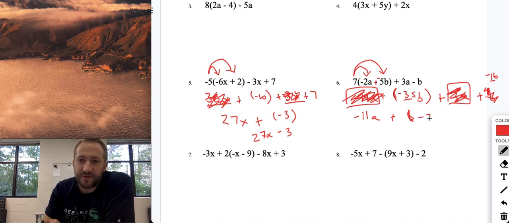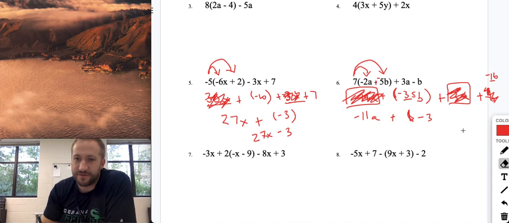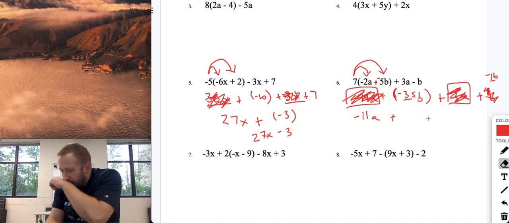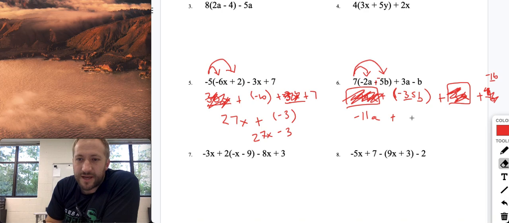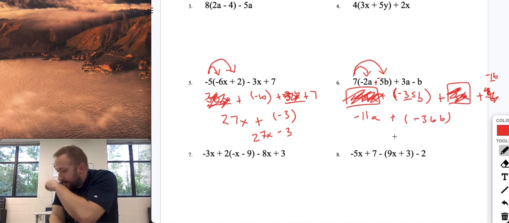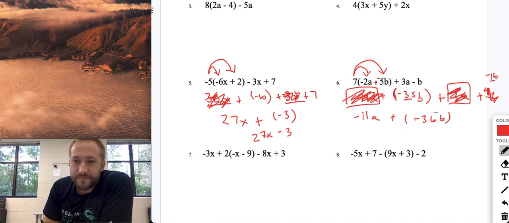Plus negative 36. Oh my gosh. Let me rewrite that so it's easier to read. Plus negative 36. Whoops. Negative 36b. All right, there we go. You guys, what's going on? Negative 36b. Let's look at the next one.